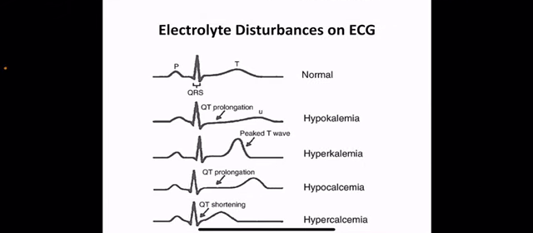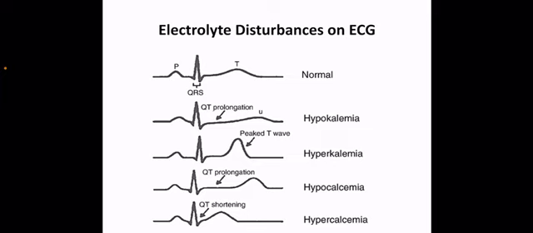Electrolyte disturbance on the ECG. Of course, you received how hypokalemia and hyperkalemia are dangerous. You also learned how hypocalcemia and hypercalcemia affect the membrane potential or the excitability of the cell, and how they can affect also the action potential.